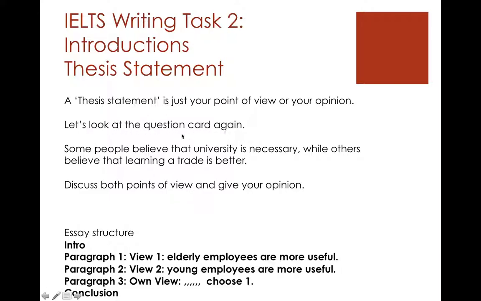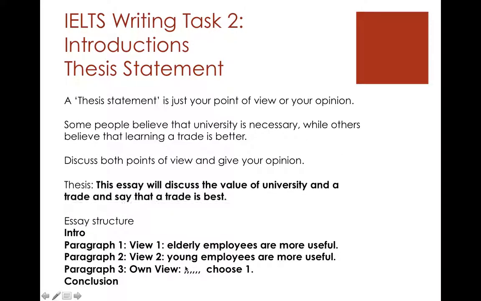Let's look at the question card again. University and trade. Why do I keep looking at these 2 words so many times? Because we have to make sure we talk about them because they discuss both points. So I always go back and check. University is necessary, discuss. Trade is better, discuss. Now, remember, we need to do this: discuss both points, and give our opinion. And here's our plan that we did at the start. So no problem, when we write the thesis, we're going to say what we're going to do.